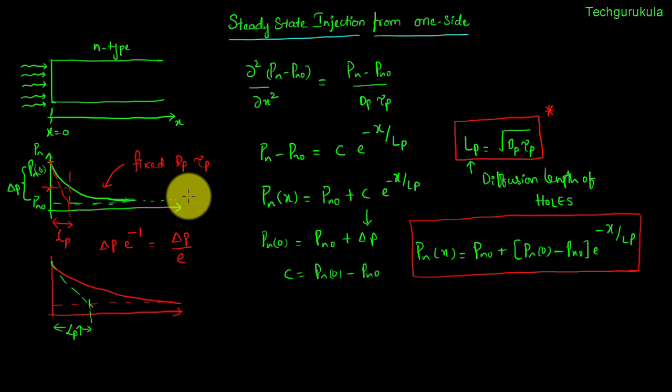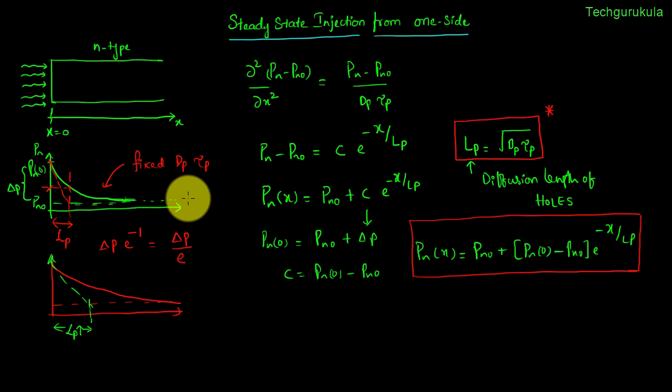And the same thing with tau p. Tau p tells the average lifetime of holes in the n-type semiconductor. If the lifetime has increased, let's say tau p is increased, which means the lifetime of holes increased, they travel more distance before they recombine. As a result, the curve would again change in such a way that Lp would increase. So we can say Lp depends on both Dp and tau p.